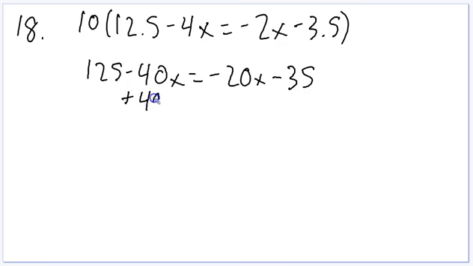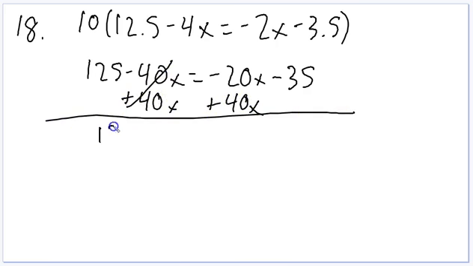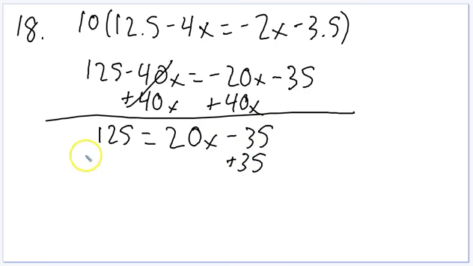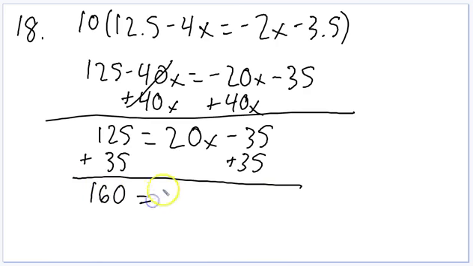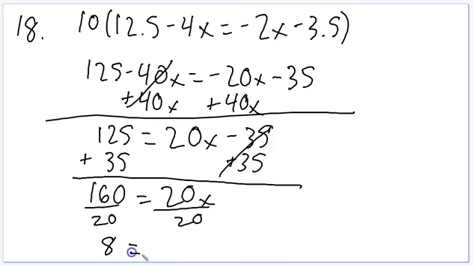Okay, so I'm going to add the 40x. I get 125 equals 20x minus 35. I have to add this 35 to the other side. I'm going to get 160 equals 20x because that's gone. Divide. I get 8 equals x, or x equals 8. Okay? Moving on.